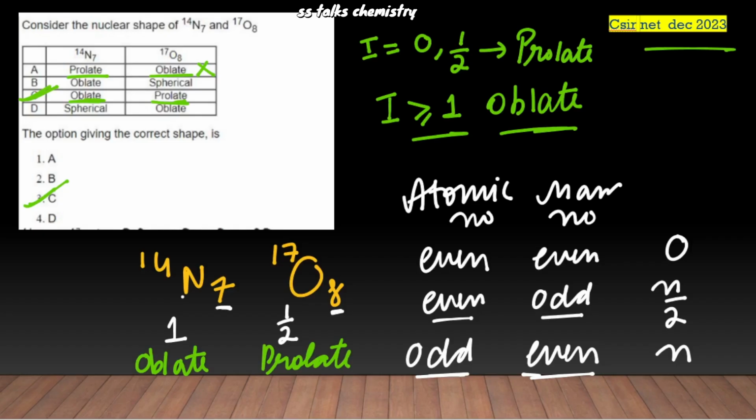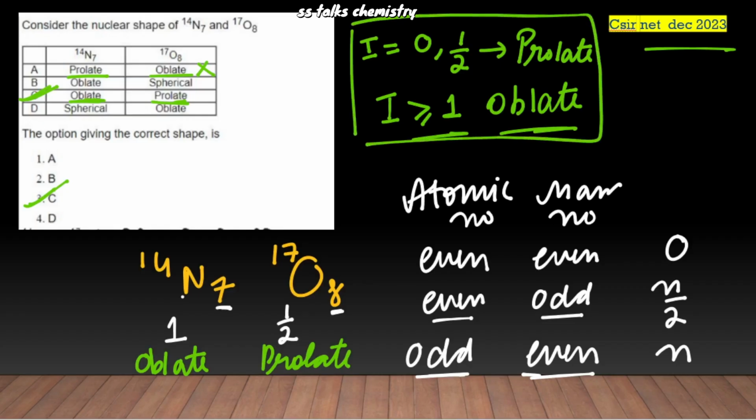I hope this concept is clear. You should have just this idea: if the I value is greater than 0, it is oblate, and if it is 0 or a half, it is prolate. And the I values depend on their atomic number and mass number. Even and even is 0, even and odd is n by 2, odd and even is n.